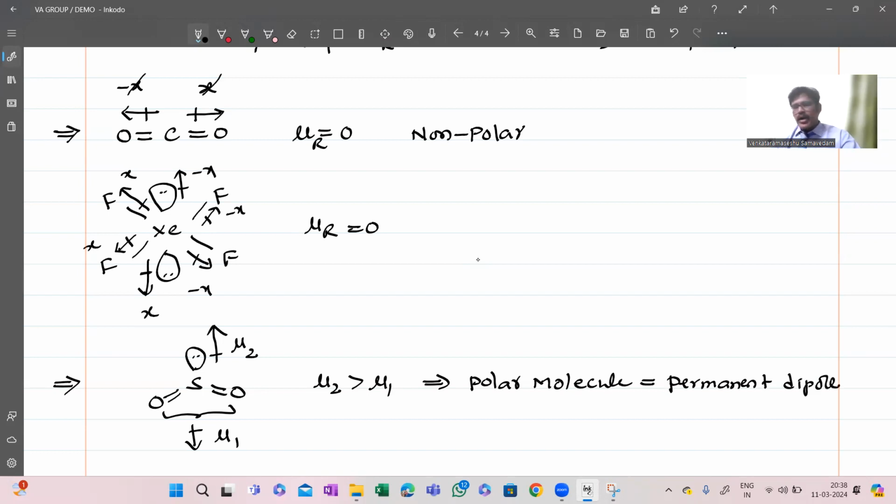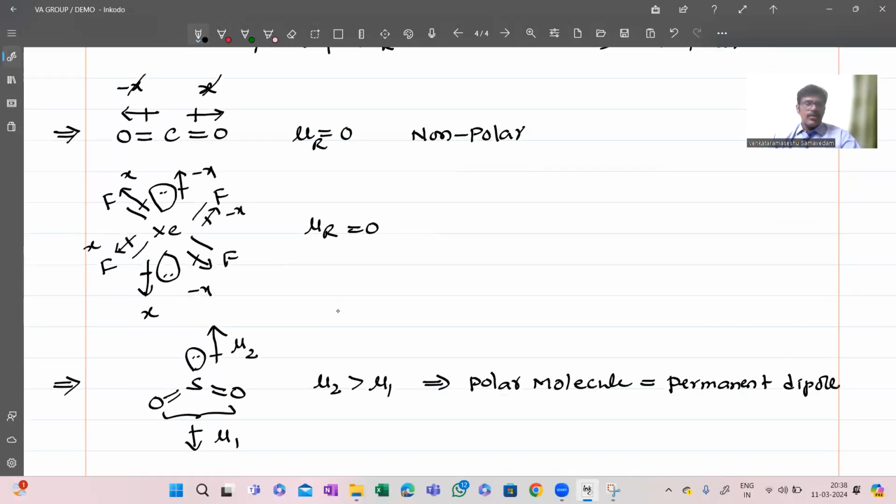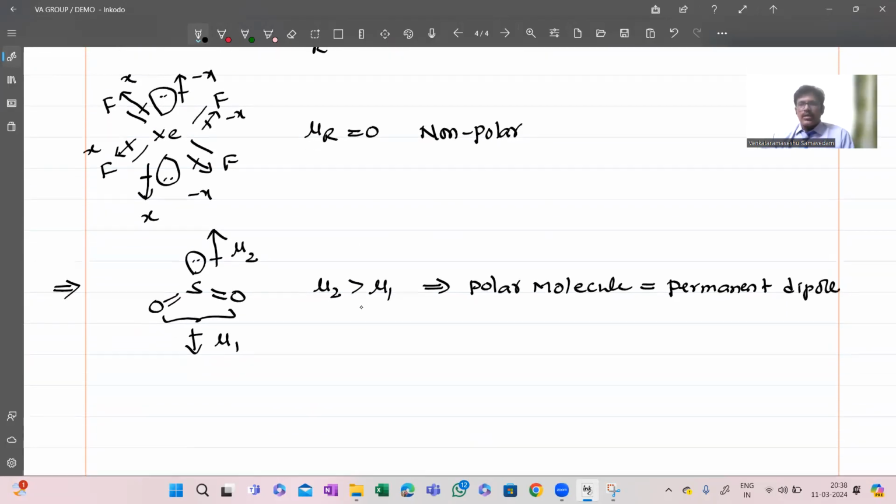So what is a permanent dipole? A permanent dipole is nothing but a polar molecule. That we have to consider. Like that, we can explain different examples: why XeF4 is non-polar, why XeF2 is non-polar, why CO2 is non-polar, why SO2 is polar, why SO3 is non-polar.